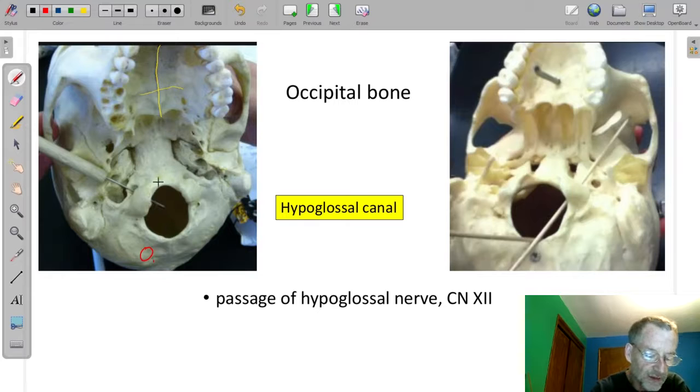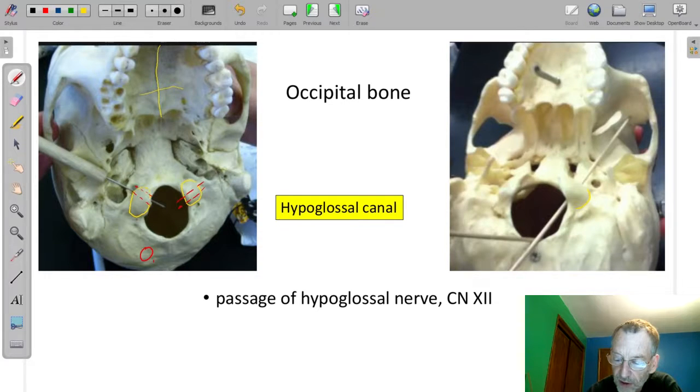And then we have these occipital condyles, which we just went through. And then if you go underneath that, there is a hypoglossal canal, which goes through the bone. And the probe is passed through that hypoglossal canal. It opens up into the foramen magnum. And the figure on the right is showing that again.